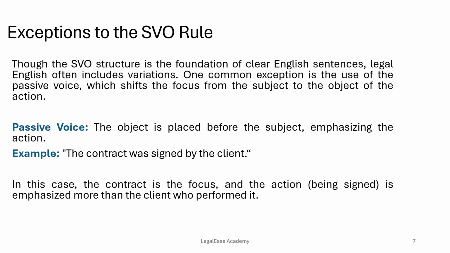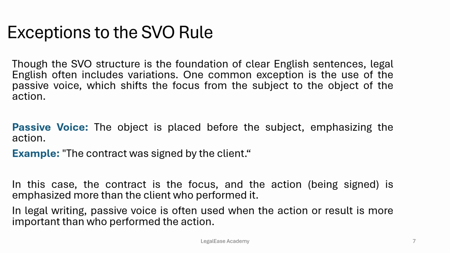In this case, the contract is the focus. It is the essential element of the sentence. And the action, which is being signed, is emphasized more than the client who performed it. So when we use a passive sentence, the contract was signed by the client, what's really important there is that the contract was signed. By the client is not so important. In fact, you could just say the contract was signed and leave it there, and it would be totally fine.